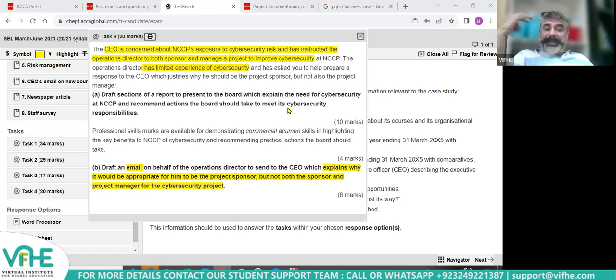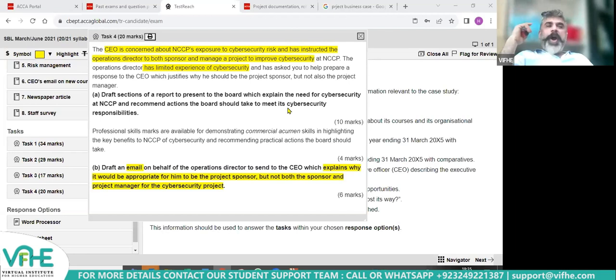So the project manager will have to give a lot of time, right? It's the job of the project manager, day-to-day working on the project, the team, the task, the deadlines, the problems. So it's a full-time job. Project manager is a full-time job. It requires a lot of time.